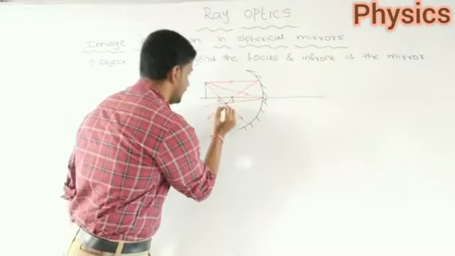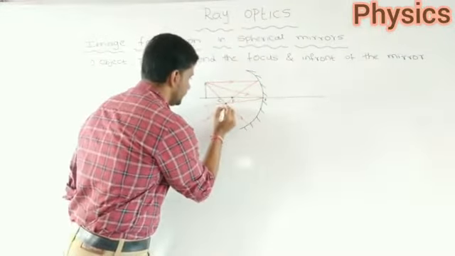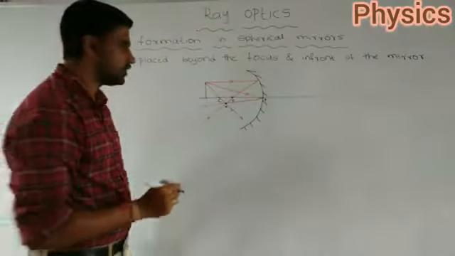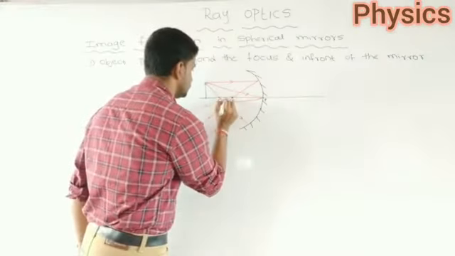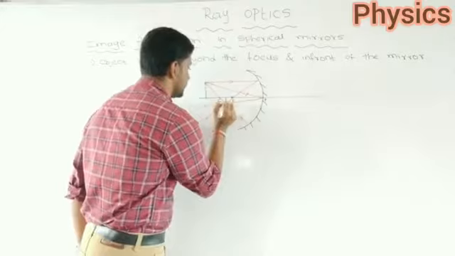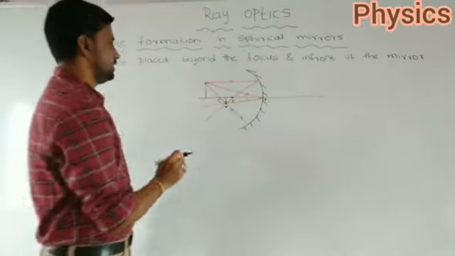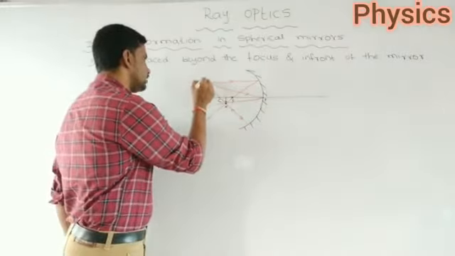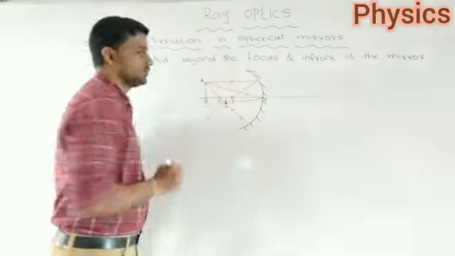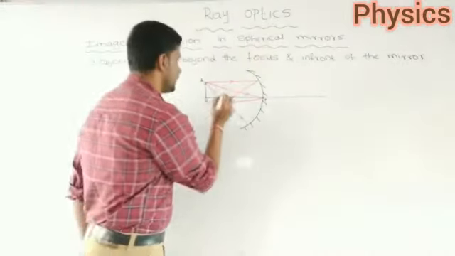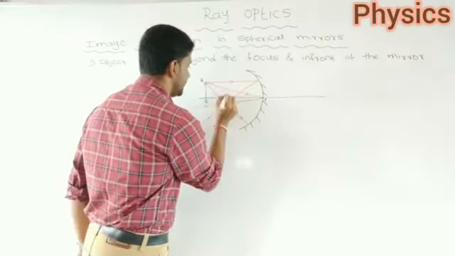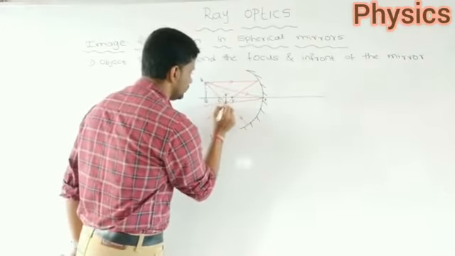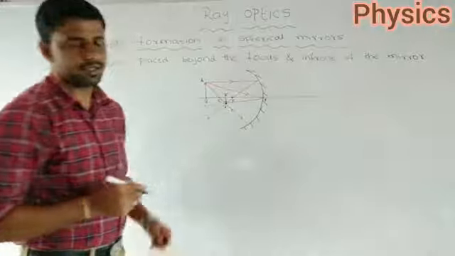After reflecting, all three rays are meeting. Take this point as M. And at this point, you are getting the image. This is the image. So here, take the object as AB, and the image as A dash B dash.